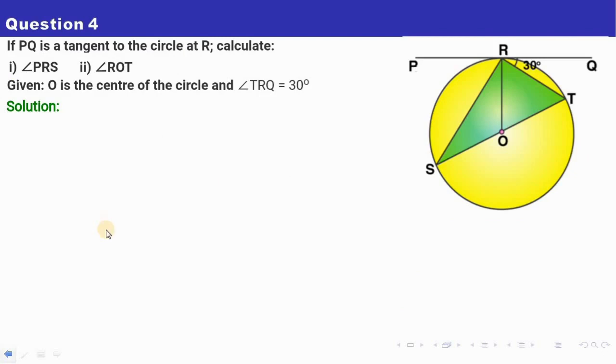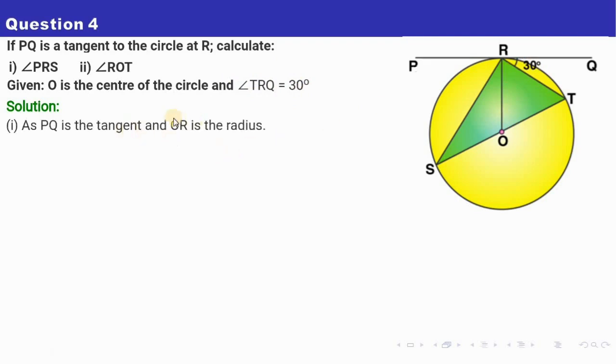Okay, let's have a look at question number 4 here. There's a figure directly given to you, so let us directly understand the question. We need to calculate PRS, which means we need to calculate this whole angle here. Next we need to calculate ROT, which means this angle here. So we'll calculate these two, and what is given to us? TRQ is given to be 30 degrees, that is, this angle is given to be 30 degrees here. Okay, so let's begin.